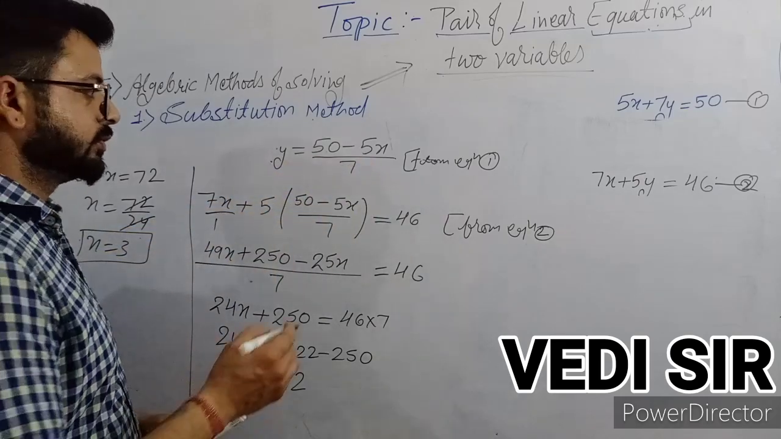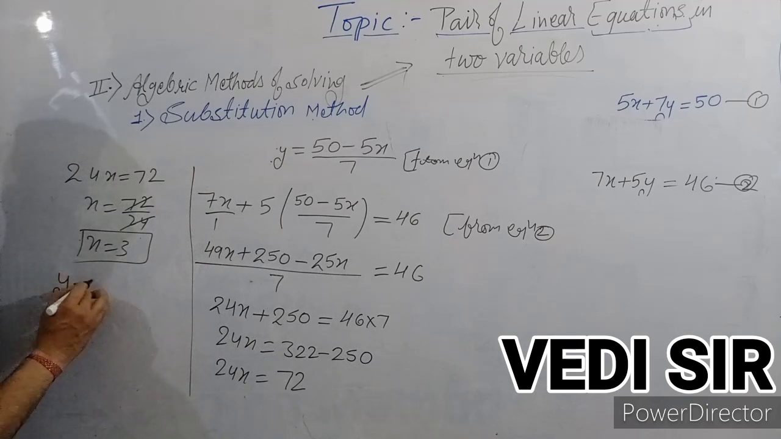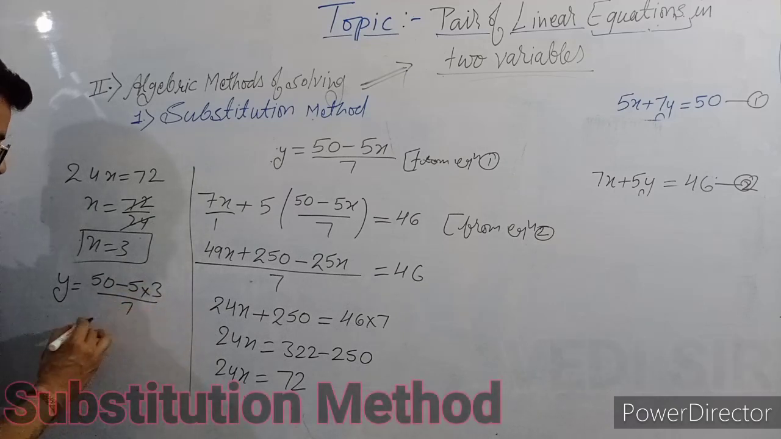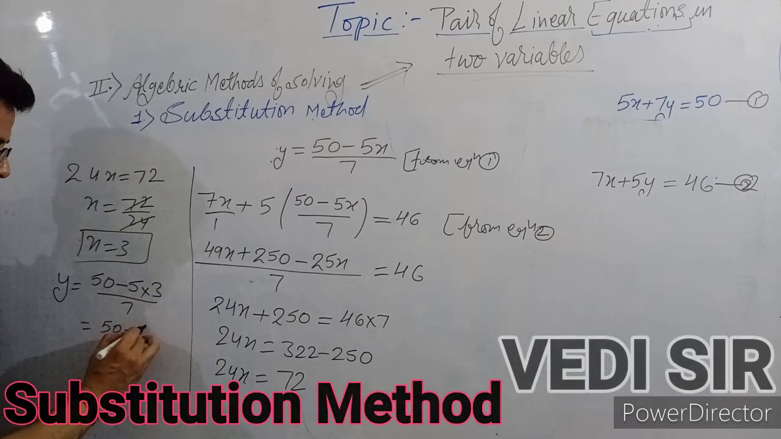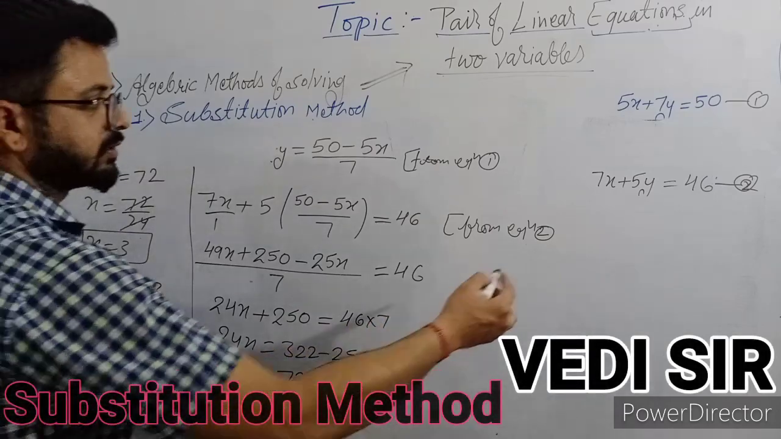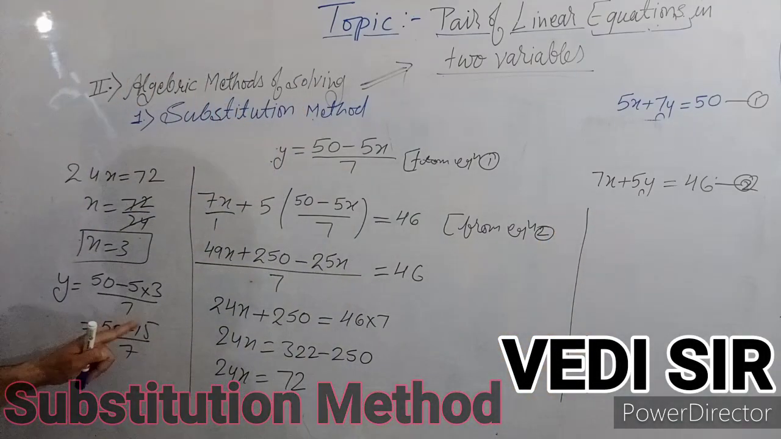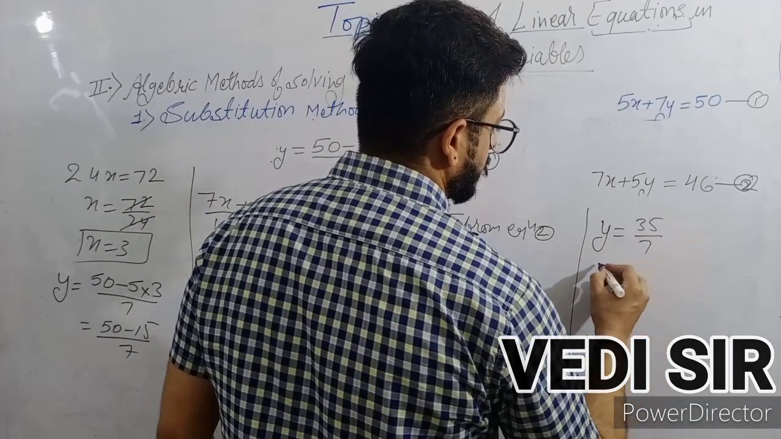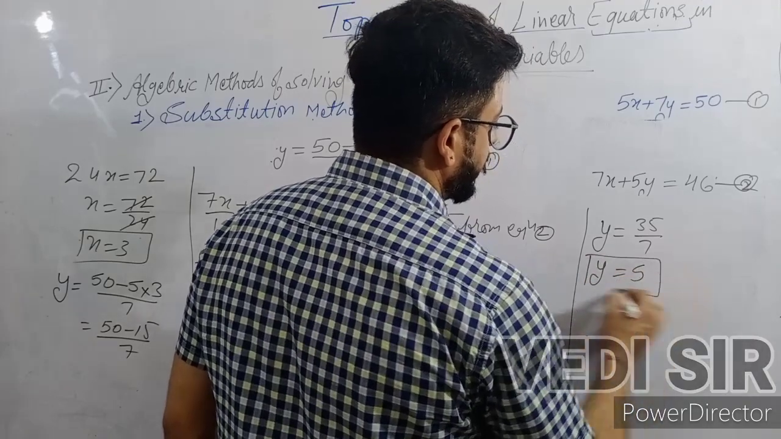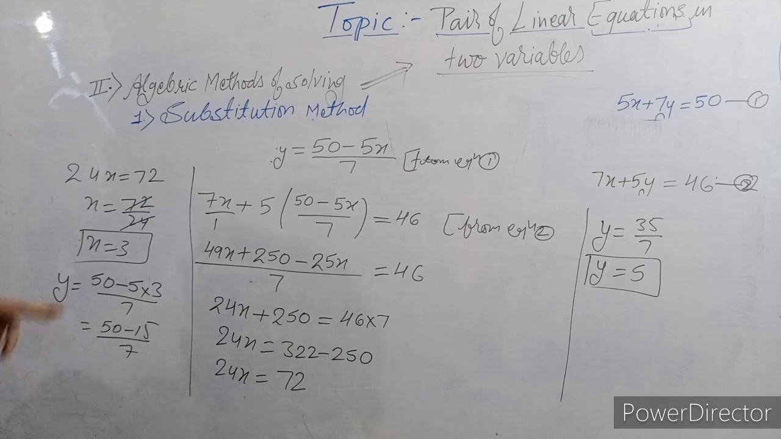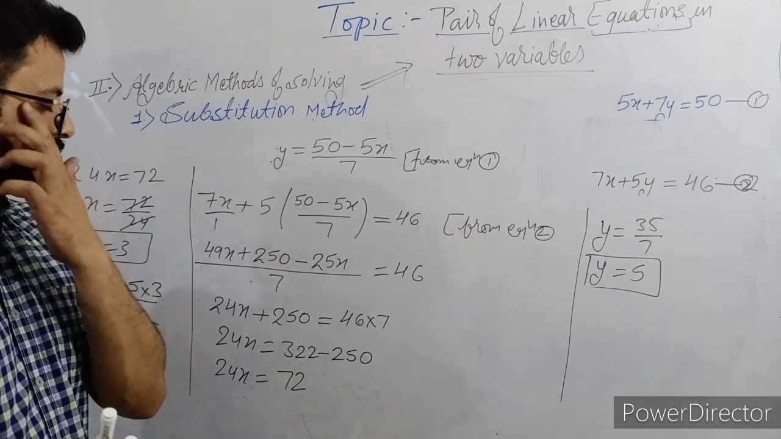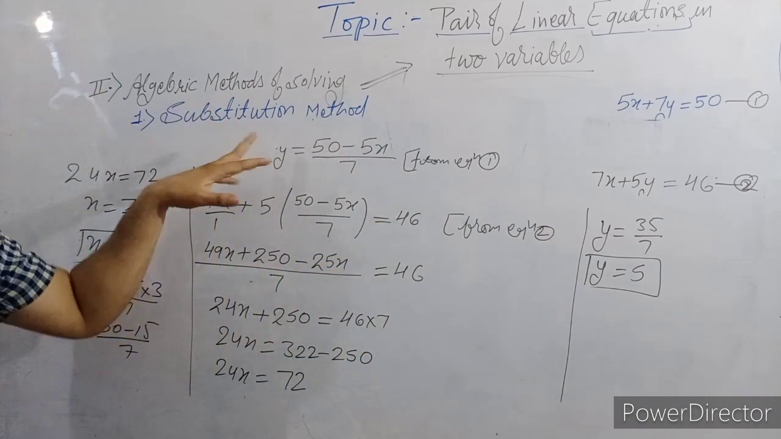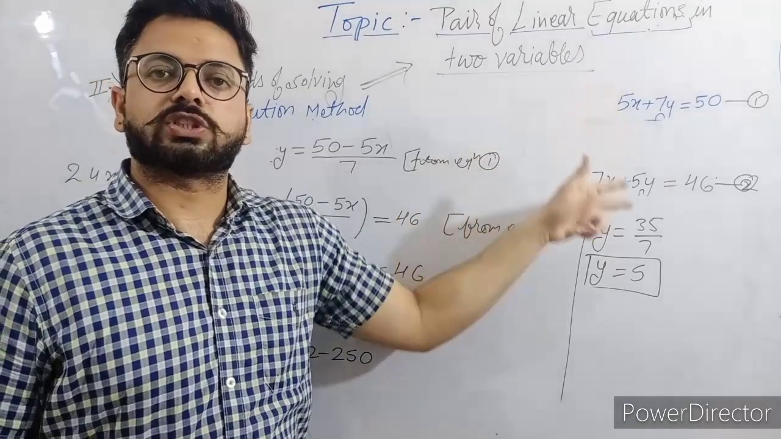Now we got the x value, so this x value we will place in this and then we will get the y value. So y is equal to (50 minus 5 into 3) upon 7, which is 50 minus 15 divided by 7. 50 minus 15 is 35. y is equal to 35 divided by 7, so y is coming 5. Finally, we got the solution: x is coming 3 and y is coming 5. So this point is satisfying, and we will call it the solution of these two linear equations in two variables.